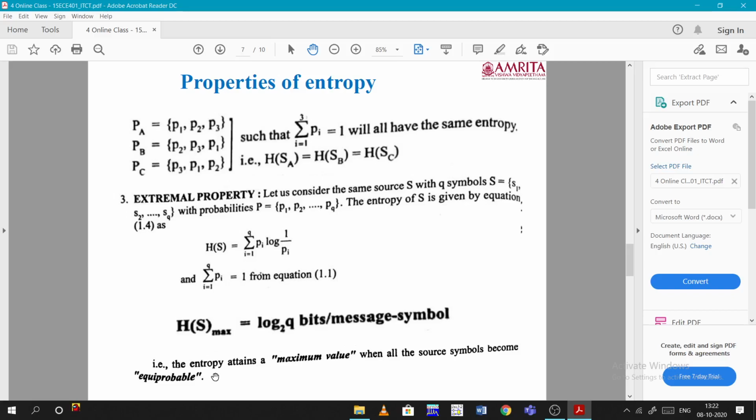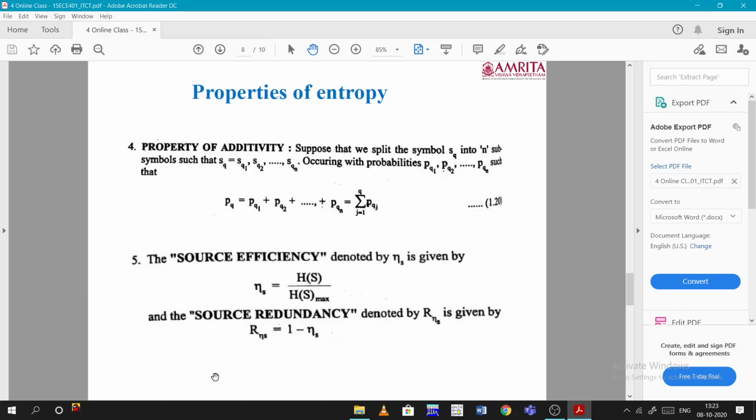And the entropy attains a maximum value when all the source symbols become equiprobable. So what they are saying is that when the probabilities of all the symbols are the same, it will attain the maximum value of entropy. Now the property of additivity. Suppose I split the symbol sq into n sub-symbols, that is sq equal to sq1 and sq2 and so on, occurring with probabilities pq1, pq2, and so on up to pqn. So pq is equal to the sum of all these probabilities. So we can do that also, the property of additivity.